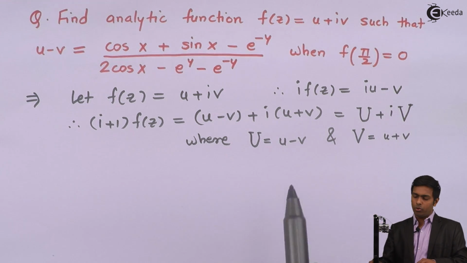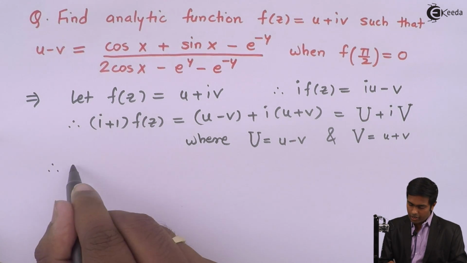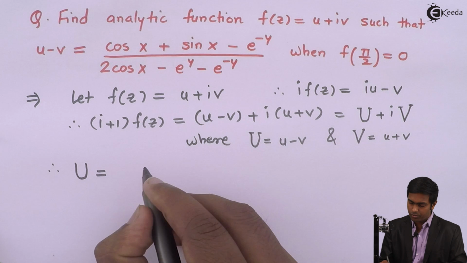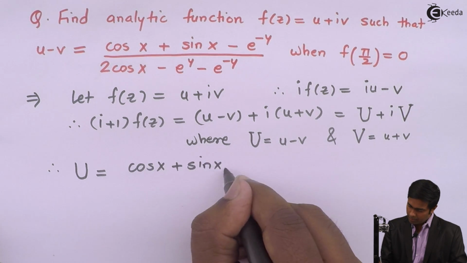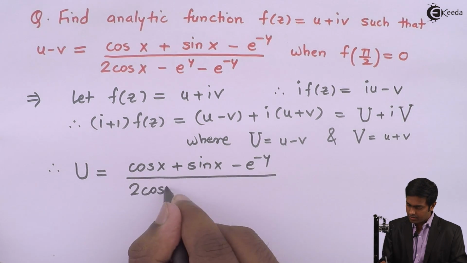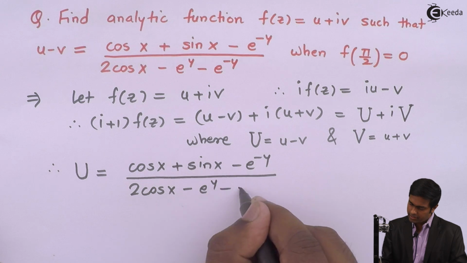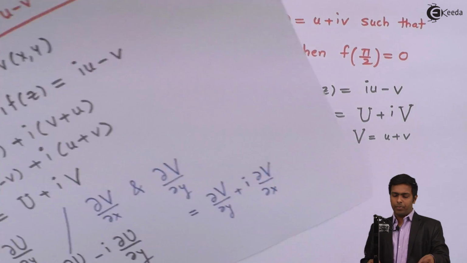Now since u minus v, that is capital U, is given, so here I will say therefore the value of capital U is equal to (cos x plus sin x minus e^(-y)) whole upon (2 cos x minus e^y minus e^(-y)). Now guys, let's see the step number 2.